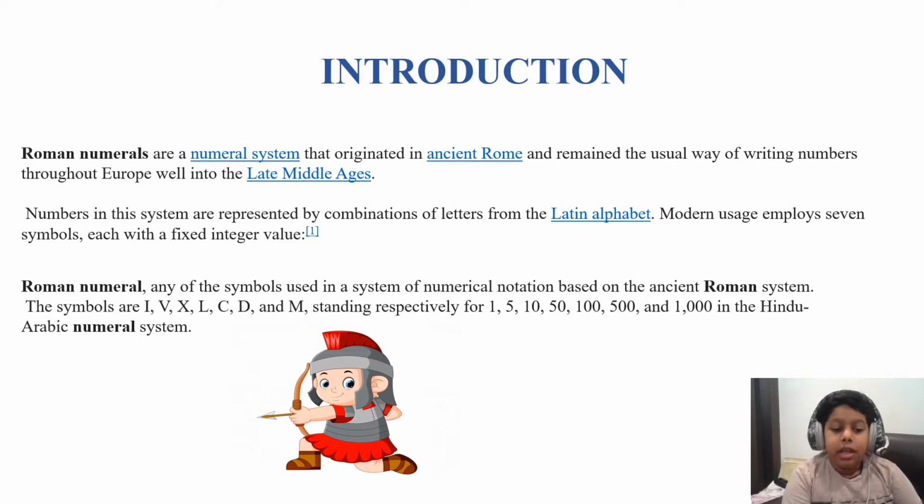Roman numeral: any of the symbols used in a system of numerical notation based on the ancient Roman system. The symbols are I, V, X, L, C, D and M, standing respectively for 1, 5, 10, 50, 100, 500 and 1000 in the Hindu-Arabic numeral system.